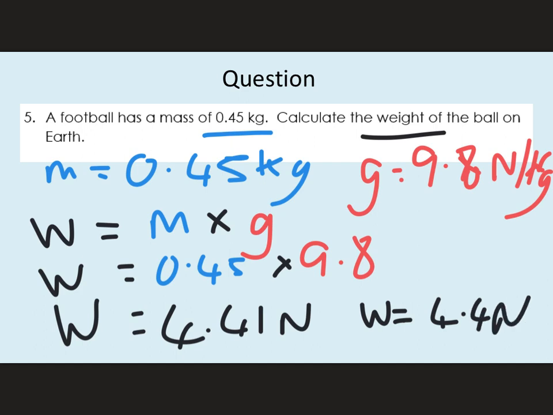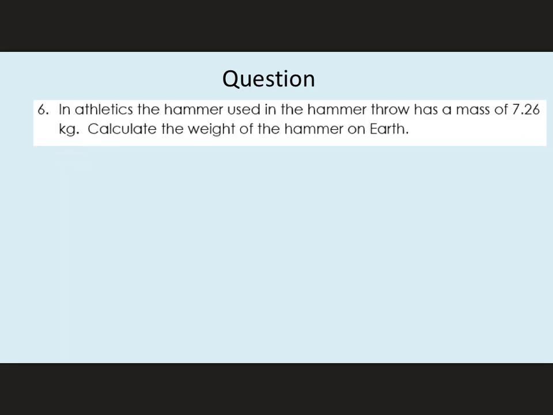And that's my answer. Going back through to show you where the marking comes from, you can please mark this. You get a mark for recalling that gravitational field strength is 9.8 on Earth. You get another mark for putting the numbers into the equation, a mark for the correct answer, and a mark for the correct unit. So you can give yourself a score out of 4, please. 4.4 newtons will get you all 4 marks.